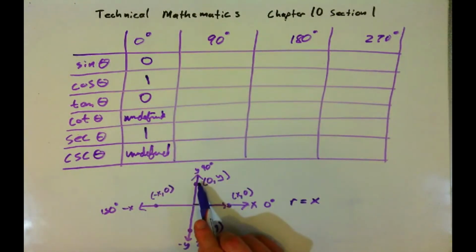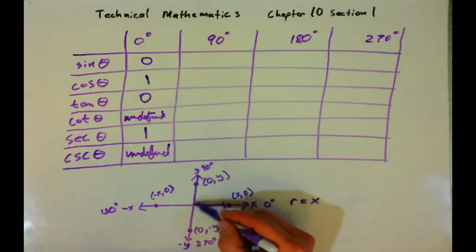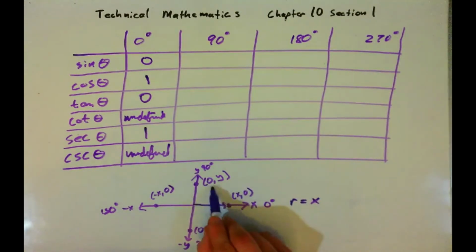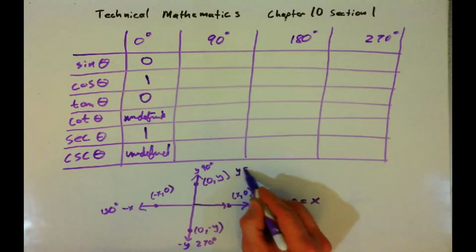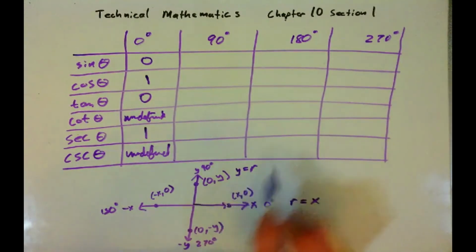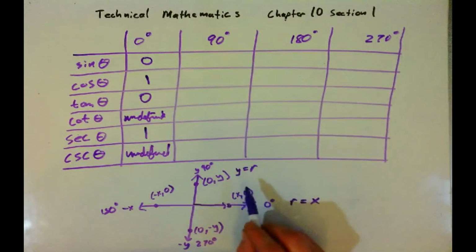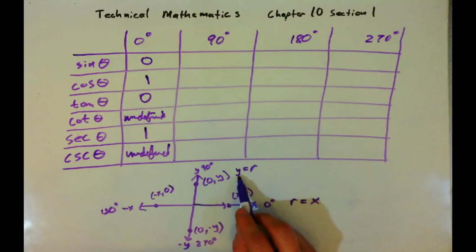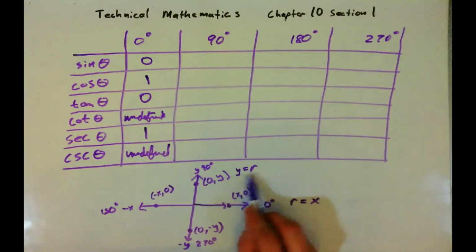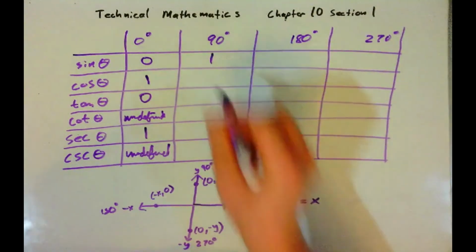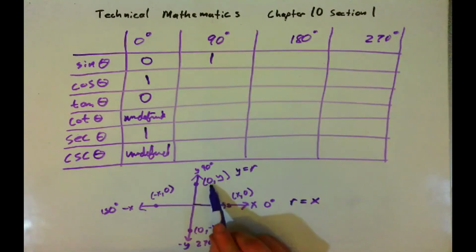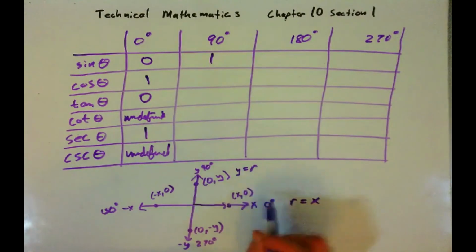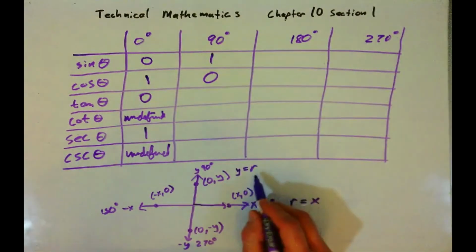Okay, now what about for 90 degrees? What is the sine at 90 degrees? At 90 degrees, the y value is equal to the hypotenuse, and the x value is 0. So the sine is the opposite, or the y value, divided by the hypotenuse, and you can see that they're equal. So when we divide them, we get 1. The cosine is the x value divided by the hypotenuse. So 0 divided by a positive hypotenuse is going to be 0.